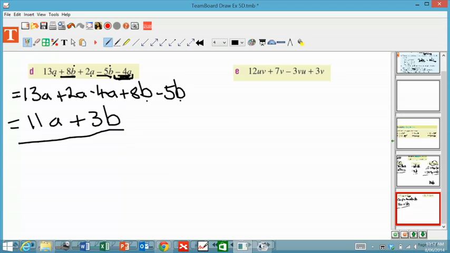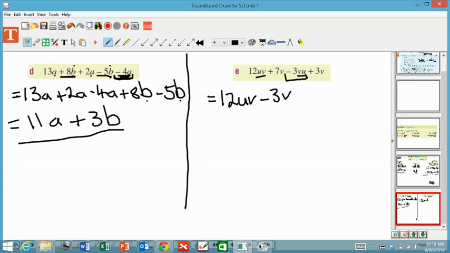All right, this one. Draw a line to separate these. 12UV. So I'm looking for U and V. They are like terms, so I'm going to group these together. 12UV. There's a minus in front, so that's got to go with it. Minus 3VU, plus the 7V, and plus 3V. They are like terms as well, so I'm going to do the plus 3V at the end.